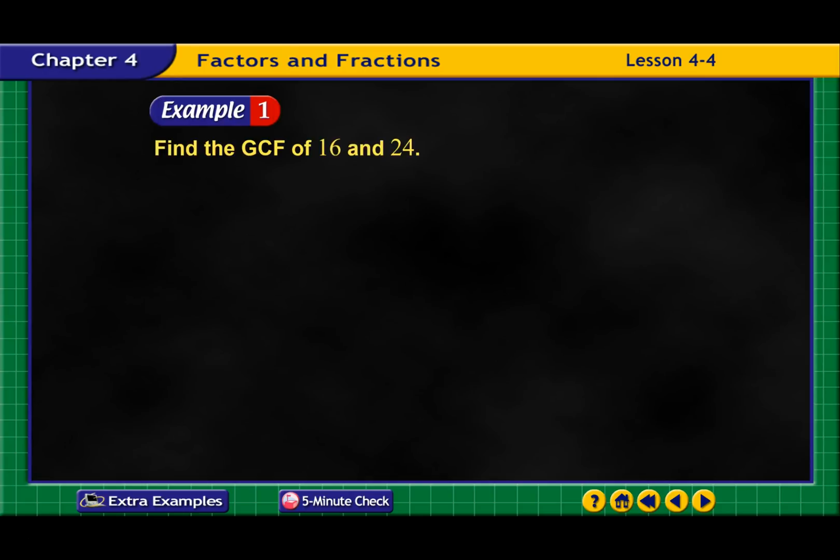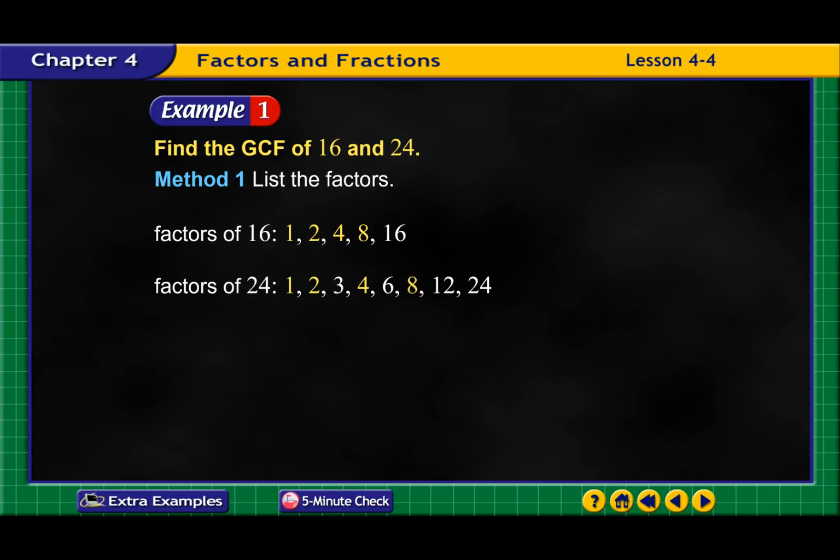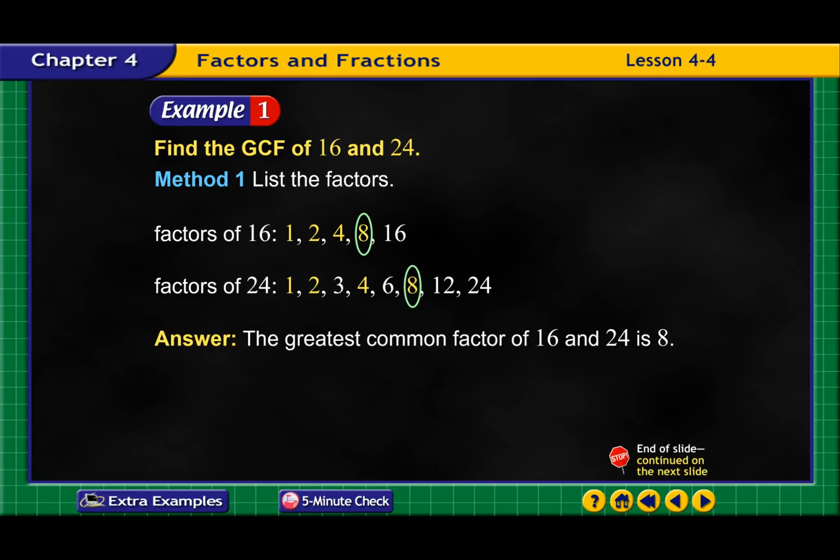All right, so find the greatest common factor of 16 and 24. There's a couple of methods here. I'm going to show you them both. Method 1 is list all the factors out. For 16, if you did your factor tree, it'd be 1, 2, 4, 8, 16. For 24, it would be 1, 2, 3, 4, 6, 8, 12, 24. We've highlighted in yellow the ones they have in common. The biggest one that they have in common is 8. So the greatest common factor would be 8.